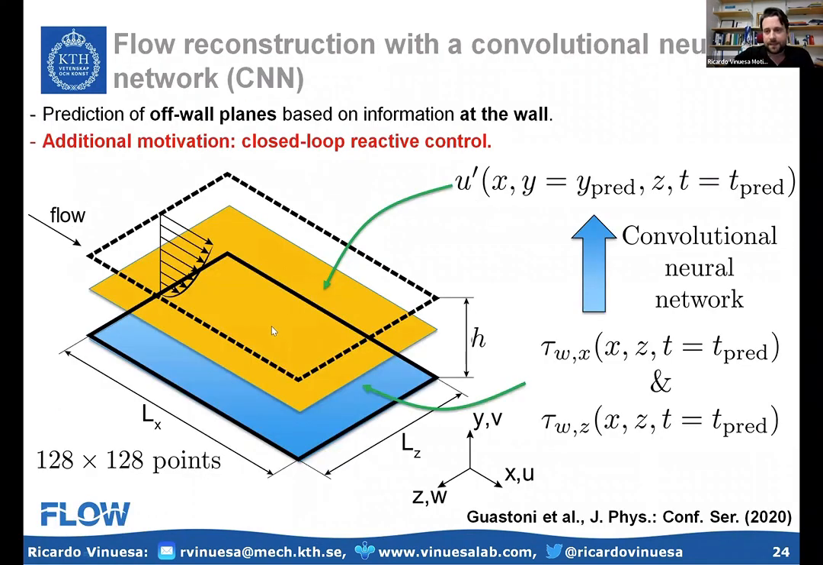So schematically, what we are doing, we have this open channel. We are using the information at the blue plane, that's the wall, so basically the two wall shear stress components, to predict the information on the yellow plane above. And we do this with convolutional neural networks that are going to be exploiting the spatial features in the data. So in this first example, we will use the two wall shear stress components to predict the streamwise velocity fluctuations above the wall. And we are doing this for closed loop control. This is one of the motivations. If we can predict the flow very well, we can use this information to develop better control strategies.